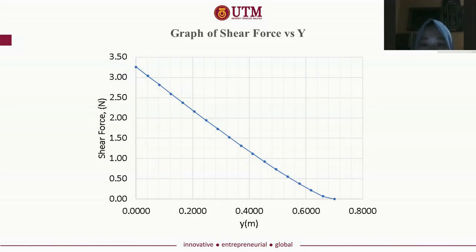So this is the shear force versus distance of the wing. As we can see here, the higher value of shear force is obtained at the root chord of the wing and decreases until the tip chord of the wing.